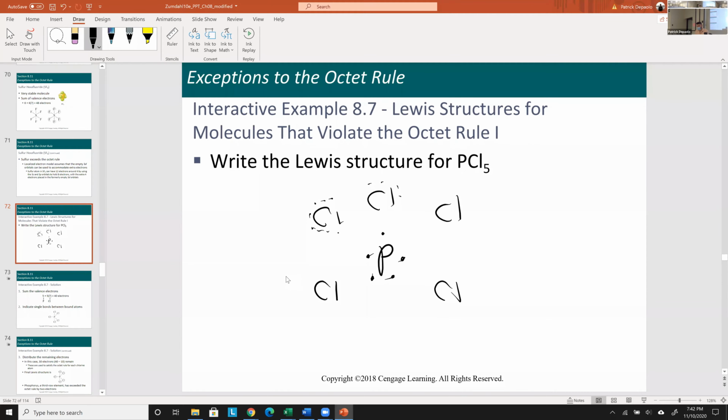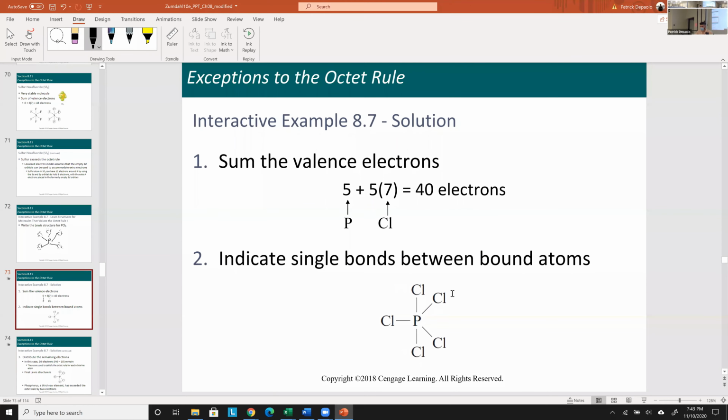1, 2, 3, 4, 5, 6, 7, for each chlorine. Each chlorine, since they're halogens, likes to partake in 1 bond. So it's going to be simply all single bonds all around. Like so, like that. And that's PCl5. And that's what it actually looks like.